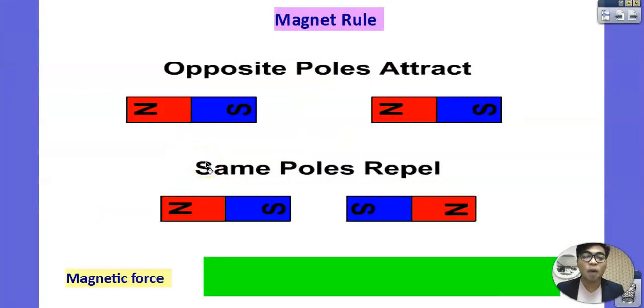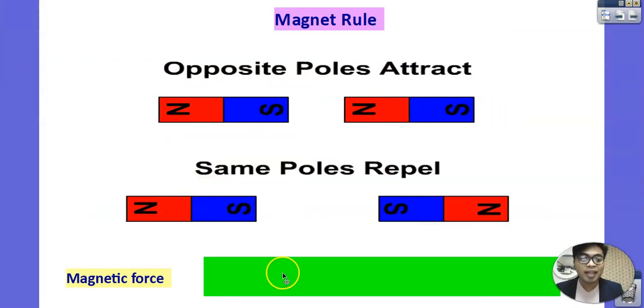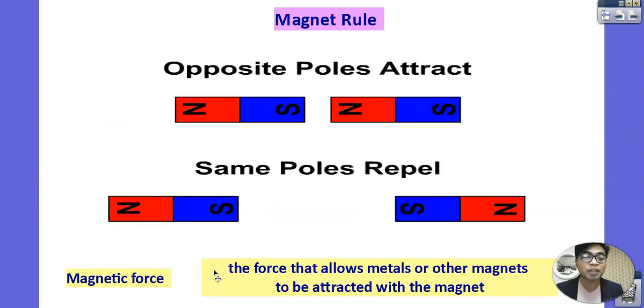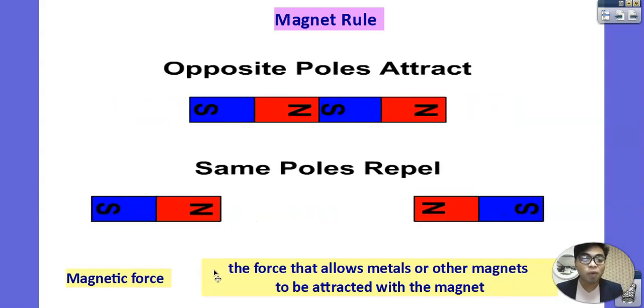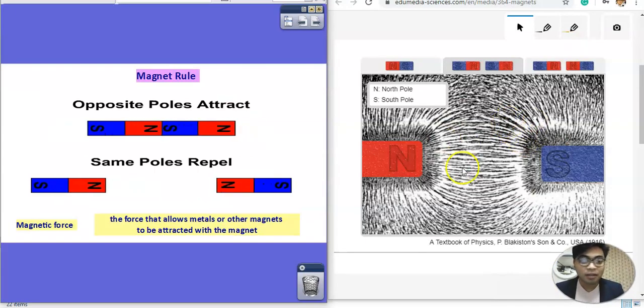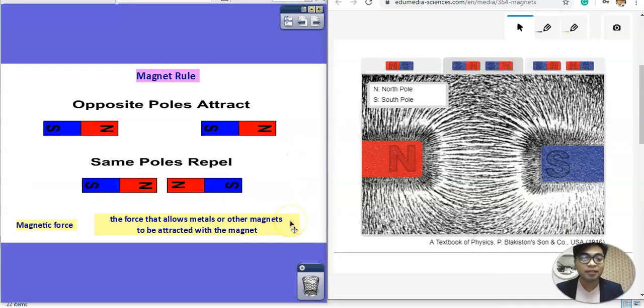So what is now a magnet rule? According to the magnet rule, you need a magnetic force. That's the force that allows metals or other magnets to be attracted to each other. And that's the one which you could see a while ago. So the invisible kind of force that you can see in here, which is identified by the iron filings, look at the pattern, is called your magnetic force.